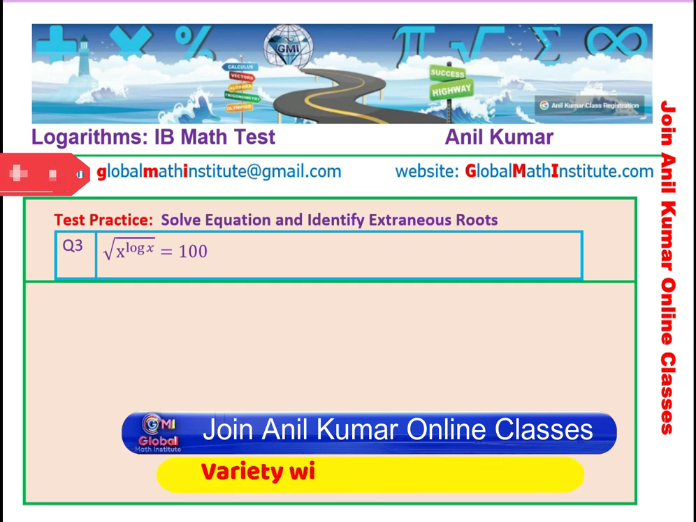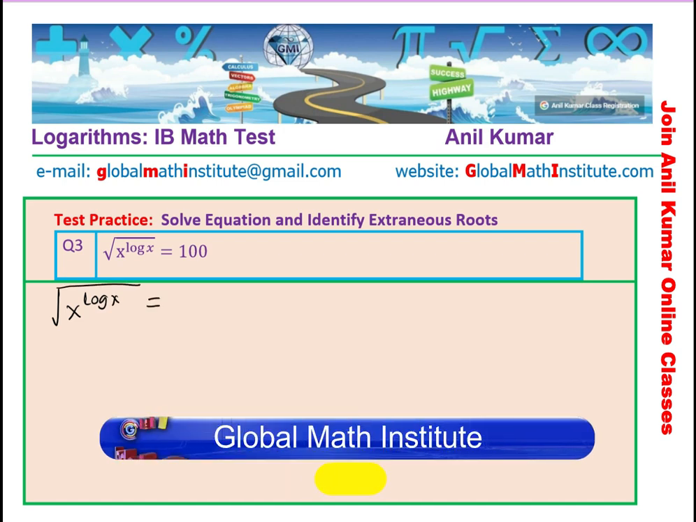Slightly different, a new type of question. Variety is what we are interested in sharing with you. So we have the square root of x to the power of log x equals 100. So can you please solve this question now?